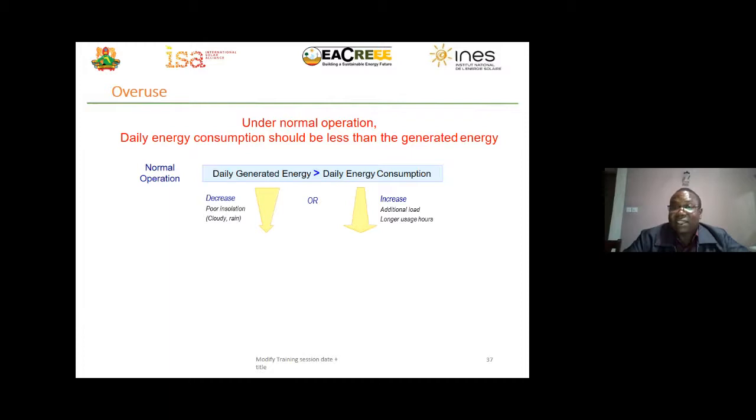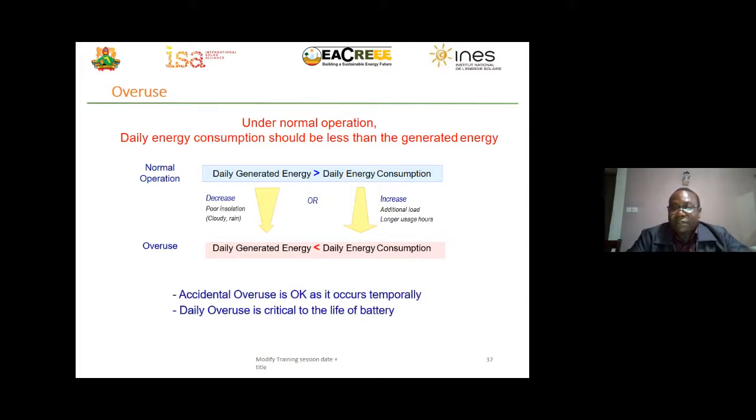Another thing is sometimes increased use of your battery. You can generate, yes, based on the design, but now you are using more, and therefore what you generate is less than what you are using, based on the number of components that you have added to your system. So this kind of overuse, as I mentioned, eventually leads to less energy generated than energy consumed, either from low generation due to low irradiance or additional appliances or load added to your system.